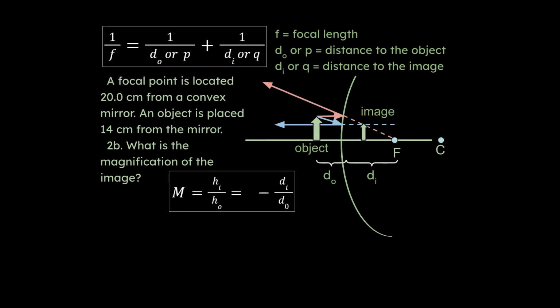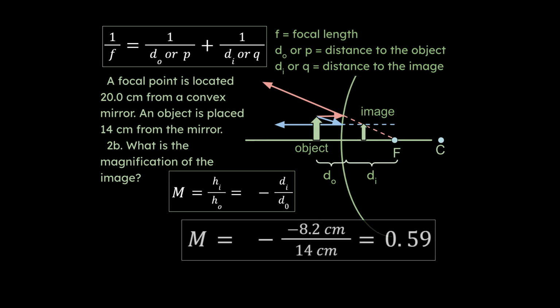Alright, so the next follow-up problem we have is, what is the magnification of the image? If you want to stop right now and do the math, go for it. But it's pretty straightforward. You just go ahead and plug in the values that you have, and notice that it's going to be 0.59 as our answer. That means the image is about 60% in terms of the height compared to the height of the object.